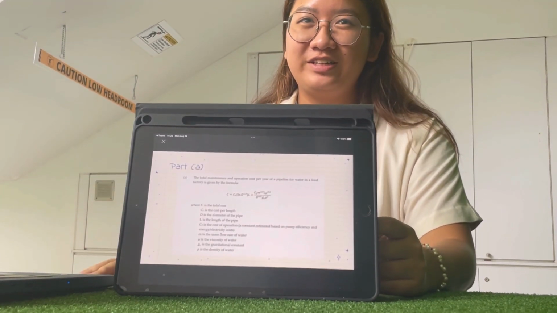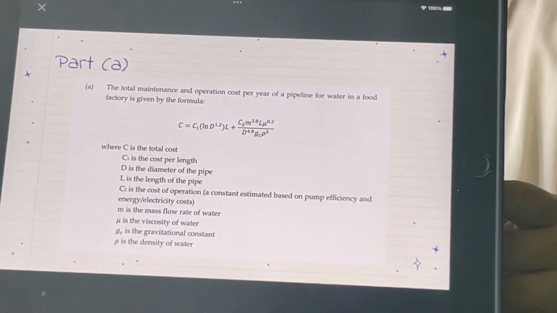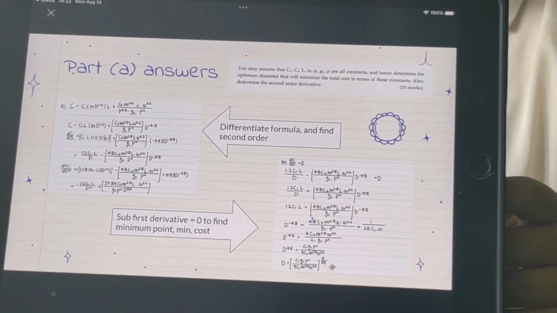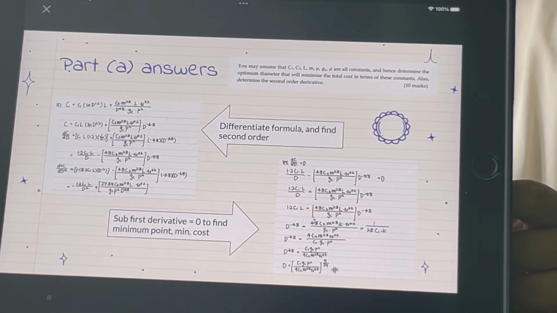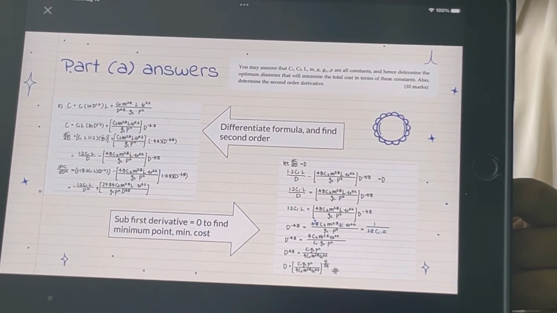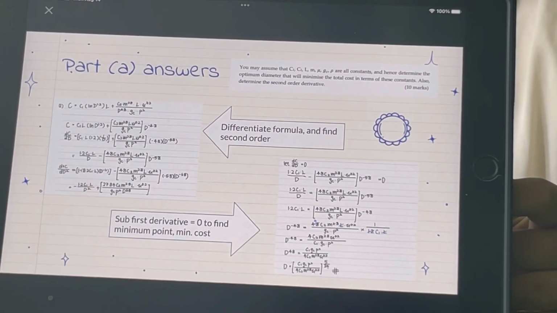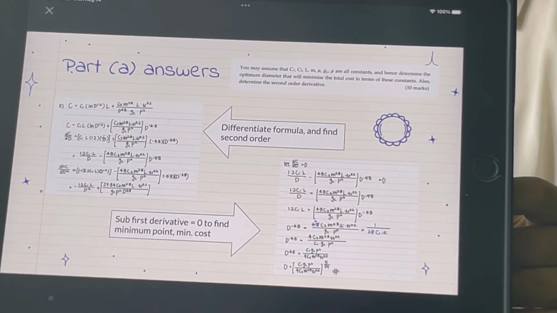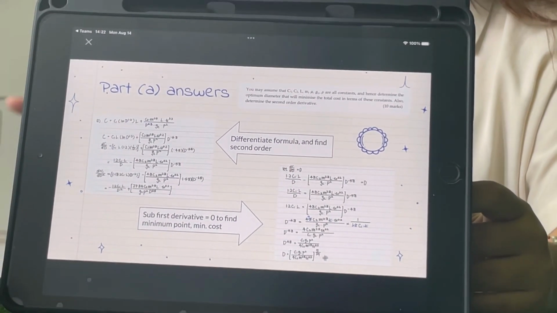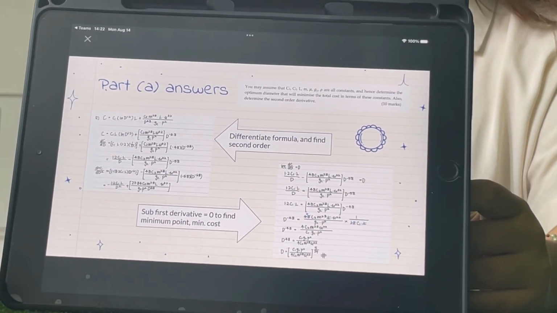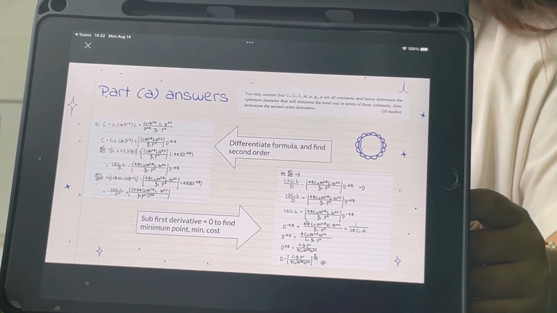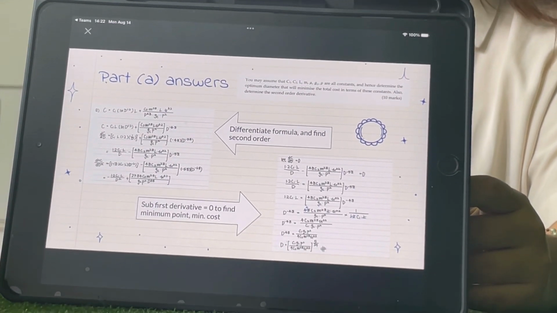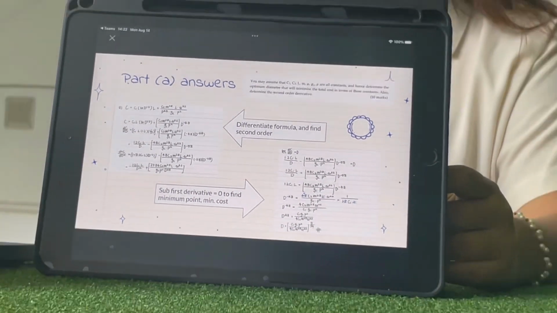So this is the equation given to us in the question, and the first part of the question asks us to find the minimum value of D. In order to find the minimum value of D, we have to differentiate the equation given to us previously and find the second order derivative to prove that this is the minimum point. After we find the second order derivative, we can sub dC/dD equals 0 into the equation, and we can use that to find the minimum value of D.